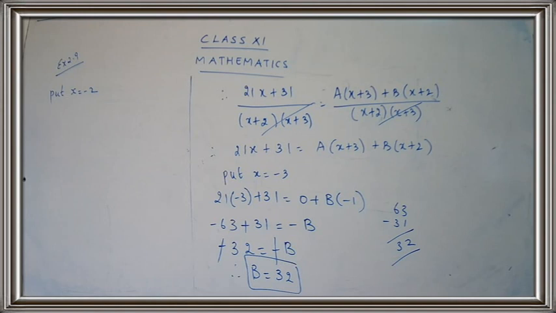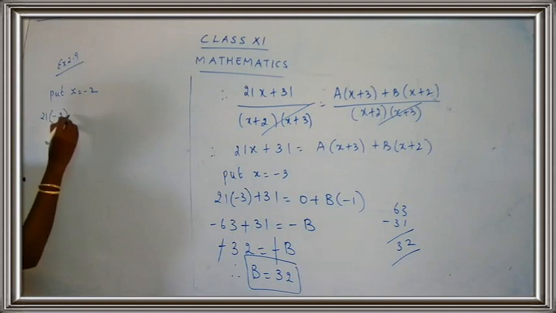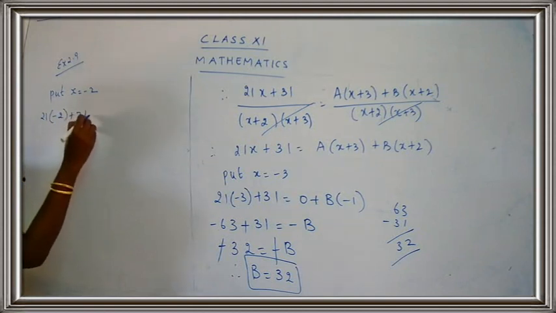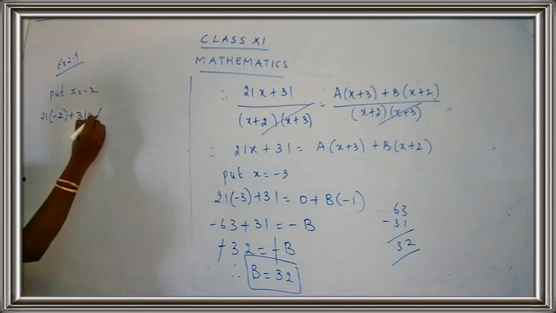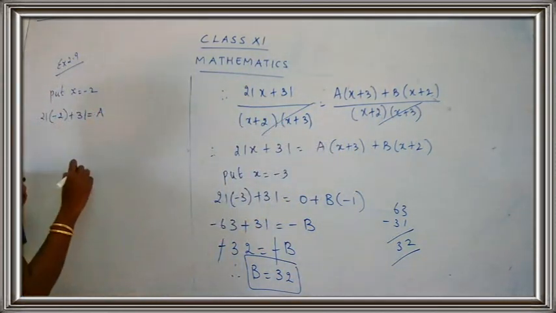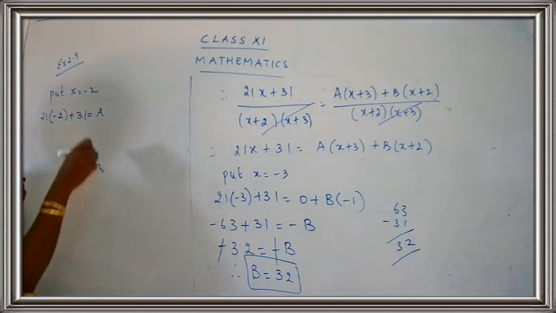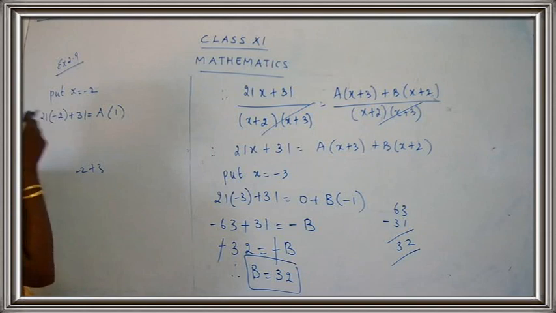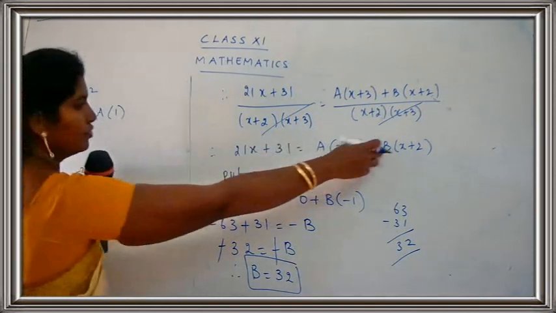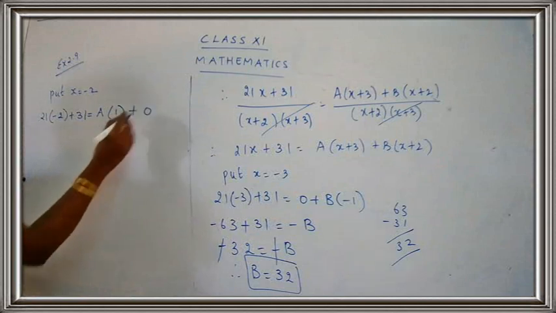Okay. So what do you get here? 21 into minus 2 plus 31 is equal to A(minus 2 plus 3). Minus 2 plus 3 means 3 minus 2. You get the answer is 1. Minus 2 plus 2 is 0, so 0 into anything is 0. So this term becomes 0 here.